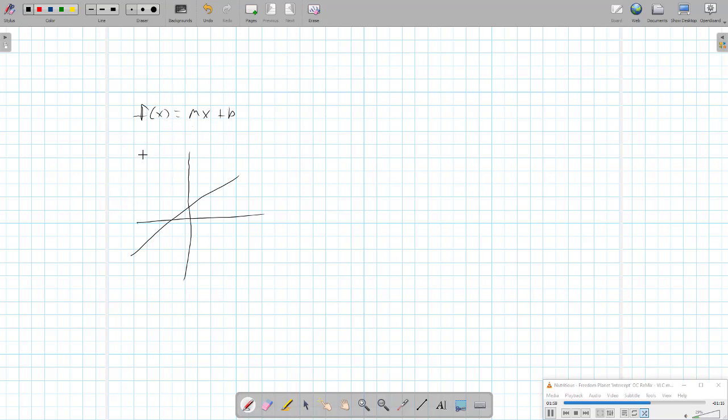And specifically, it's just some kind of manipulation of the prototypical linear function y equals x. y equals x is just a diagonal line. It goes up 1 over 1, up 1 over 1. Every other linear function is just some kind of manipulation of that.